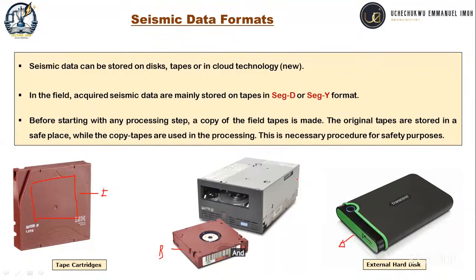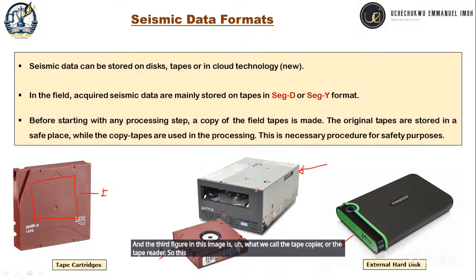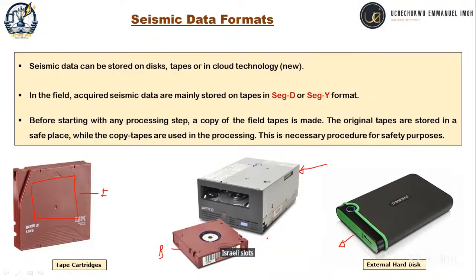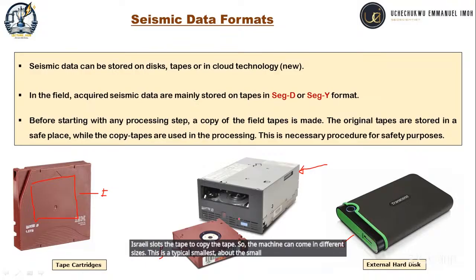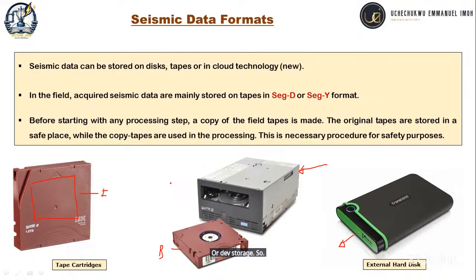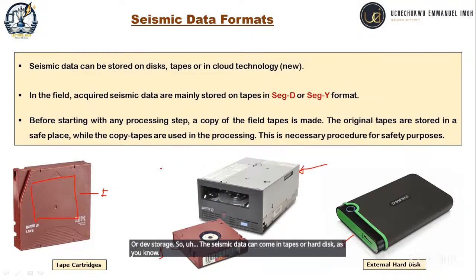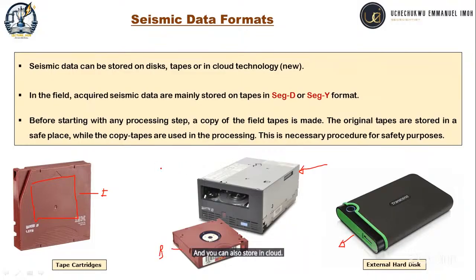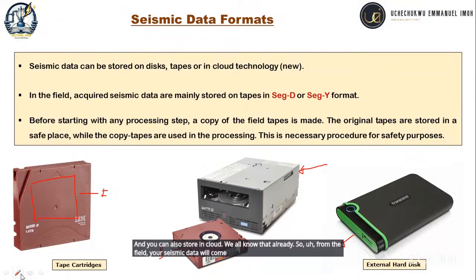The third figure in this image is what we call the tape copier or the tape reader. This small machine is where you slot the tape to copy it. The machine can come in different sizes; this is about the smallest size, and you can see it when you walk into an office where they are doing processing or tape storage. The seismic data can come in tapes or hard disk, as we know, and you can also store it in the cloud. We all know that already. From the field, your seismic data will come in two formats.